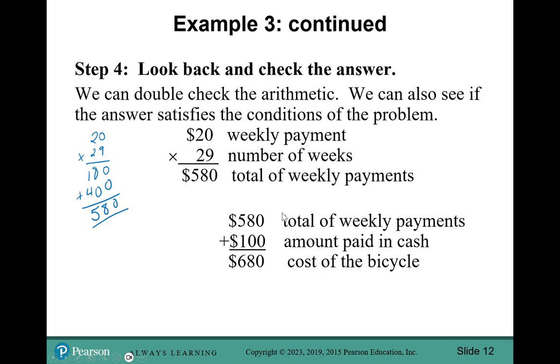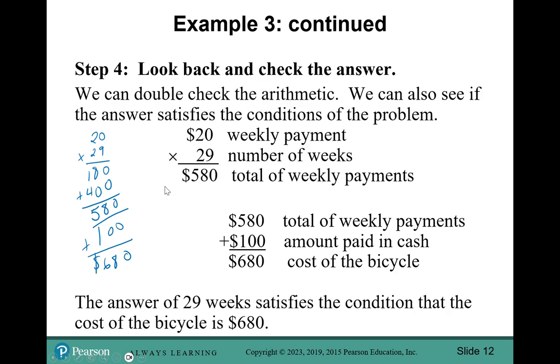Now we also have to add back that $100 that we paid initially. So we could do that. If we add that, we see that that's $680, which is the total cost of the bicycle. So essentially, we just work backwards to prove that the answer we got of 29 weeks is indeed correct. So the answer of 29 weeks satisfies the condition that the cost of the bicycle is $680.